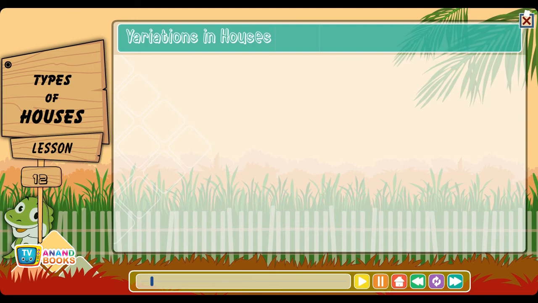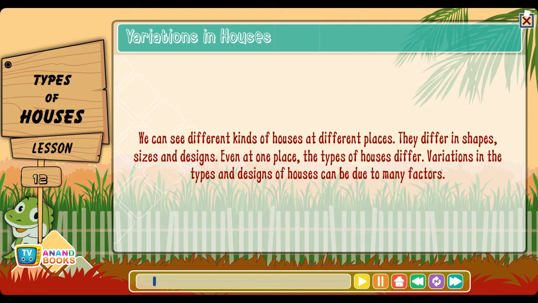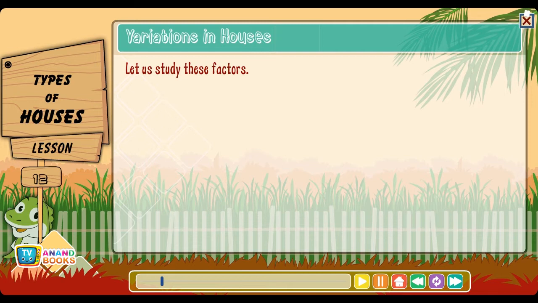Variations in houses. We can see different kinds of houses at different places. They differ in shapes, sizes and designs. Even at one place, the types of houses differ. Variations in the types and designs of houses can be due to many factors. Let us study these factors.